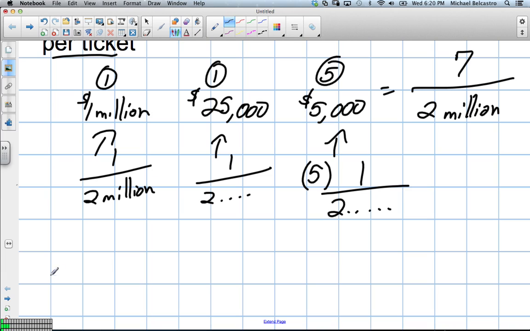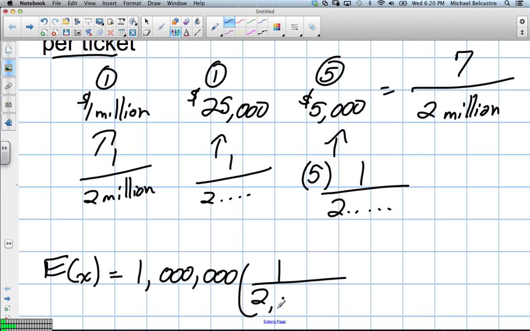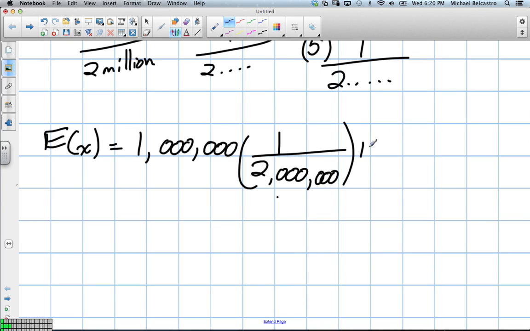But for expected outcome, we have to take our expected winnings. Our winnings in the first one are $1 million times our 1 in 2 million chance. So that's our first expected outcome. The second expected outcome we add is $25,000 times our 1 in 2 million. And finally, we have 5 chances of winning $1,000.